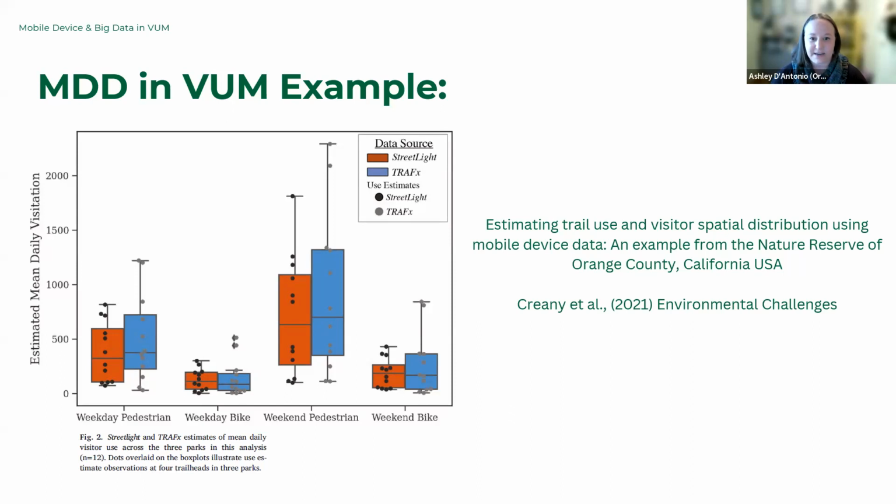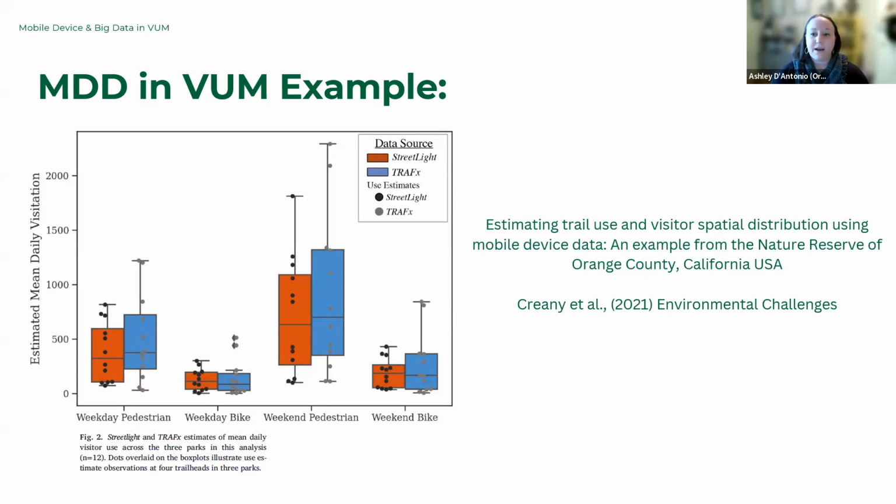So this is a study from Orange County, California. This was a study that I worked on where we wanted to understand where we might be able to use mobile device data and where it might not be as ideal of a data source for understanding visitor use levels and visitor use patterns on trails. So we had done a big study where we had a lot of on-the-site counts. We'd done visitor surveys, and we had done GPS tracking where we gave people GPS units to carry in the nature reserve of Orange County.